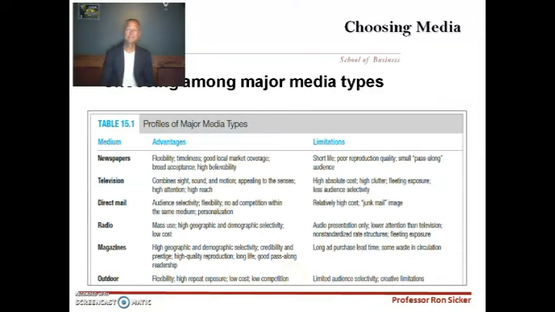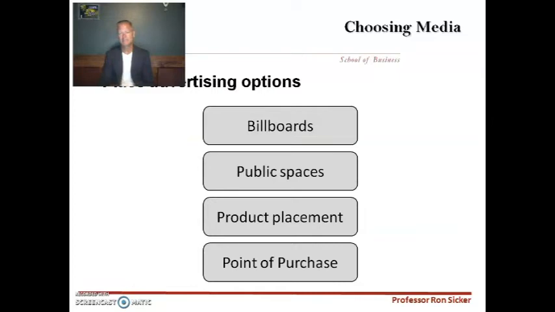So the major types of media, this is a really good slide. I'm not going to read it to you, but it gives you the advantages of the newspaper, television, direct mail, radio, magazines, and outdoor, which would be billboard, and the limitations. This makes great test questions. Just letting you know. If I were you, I would study this slide.